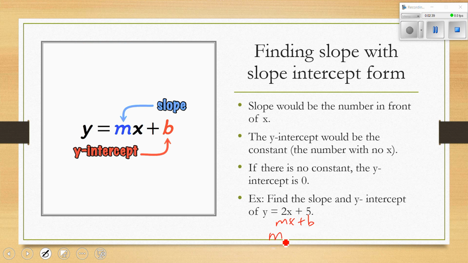So m would equal 2, and b would equal 5. So our intercept is at 0, 5, because our intercept is always at 0, b.